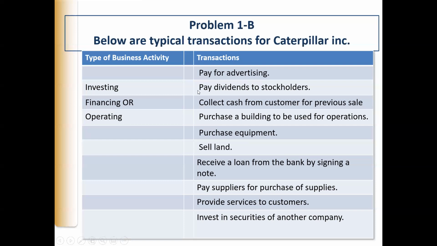Guys, who wants to take this first one, pay for advertising? What type of activity would that be? Operational. Perfect. Excellent. What about pay dividends to stockholders? Financing. Excellent. Collect cash from customers for previous sale. Operational. Yes. Purchase a building to be used for operations. Investing. Excellent.